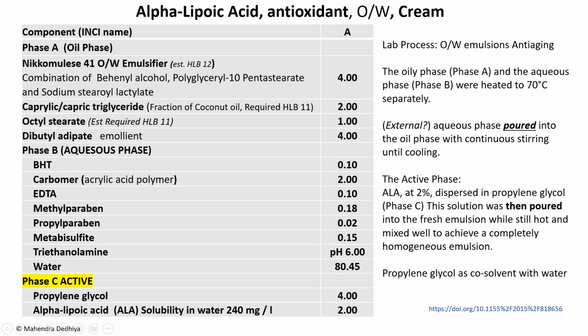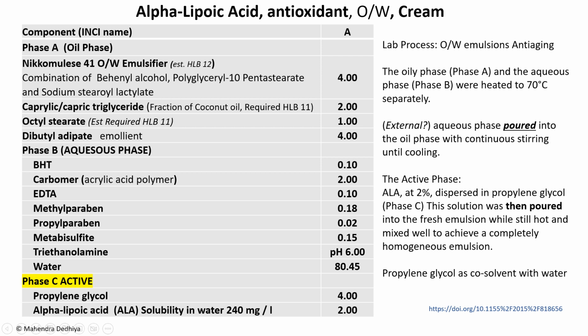The aqueous phase has carbomer, an acrylic polymer that gives it rheological properties, and we will see that in a few minutes. It has chelating agents, parabens as preservative, antioxidant, triethanolamine to adjust pH, and water. The active phase is alpha lipoic acid, ALA, which has reasonable solubility, 240 milligrams per liter, and it is dissolved in propylene glycol. The lab process, as written in the literature, goes through making an oil phase and, separately, an aqueous phase. Both are heated to 70 degrees.